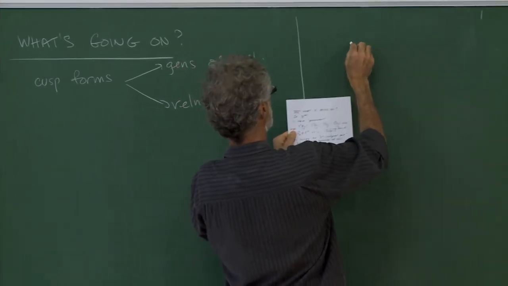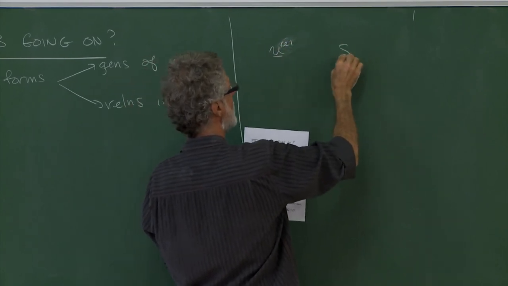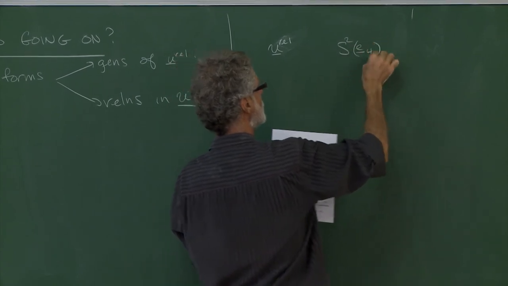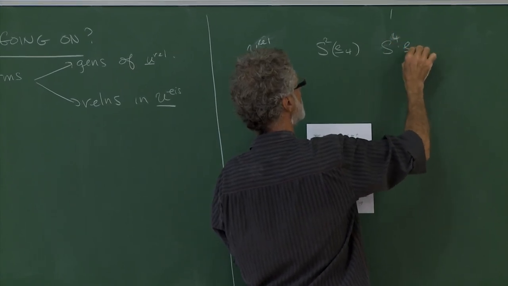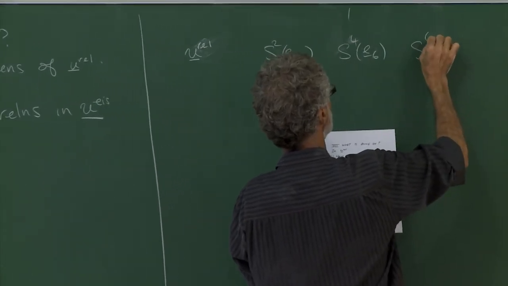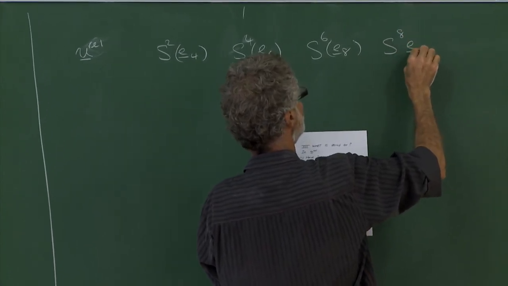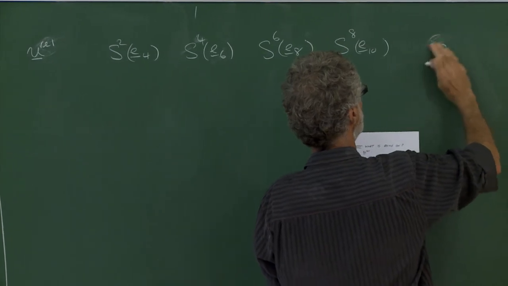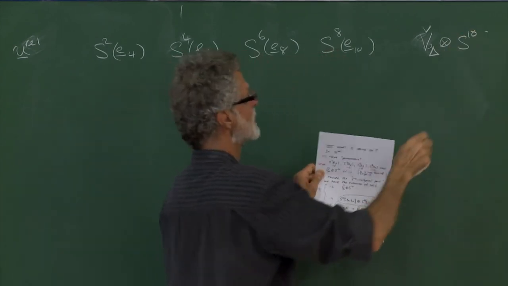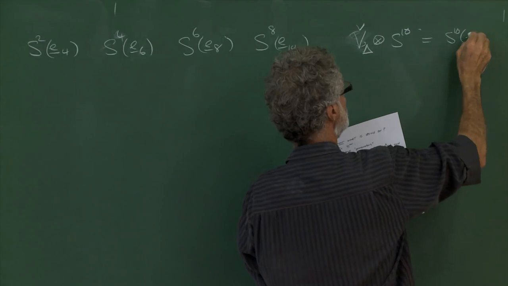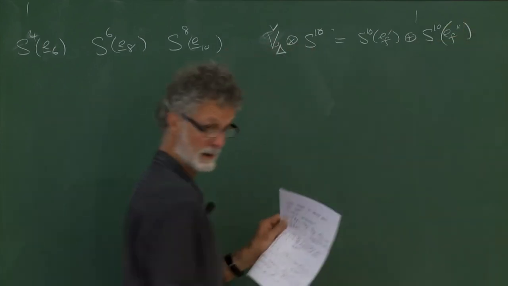We have S2, so inside U rel, we have, this is freely generated by a whole bunch of stuff. That includes S4E6, S6E8, S8E10, and we also have V delta dual tensor S10. Right? So this is really equal to S10 EF prime plus S10 EF double prime. Right? So it's a really concrete thing.